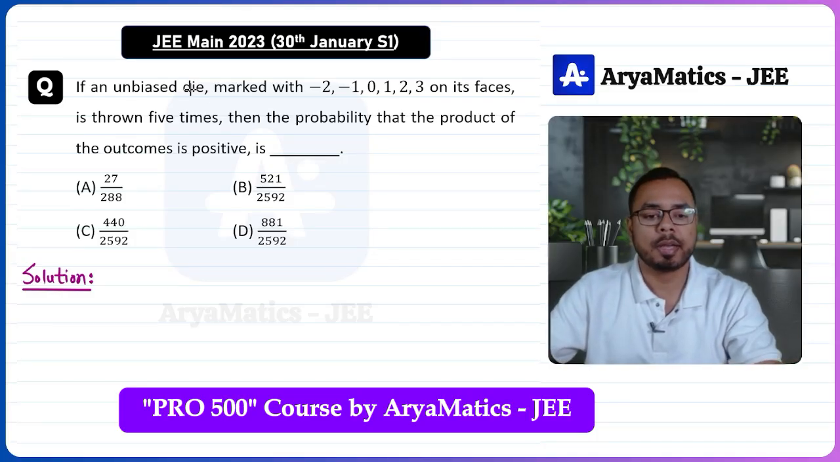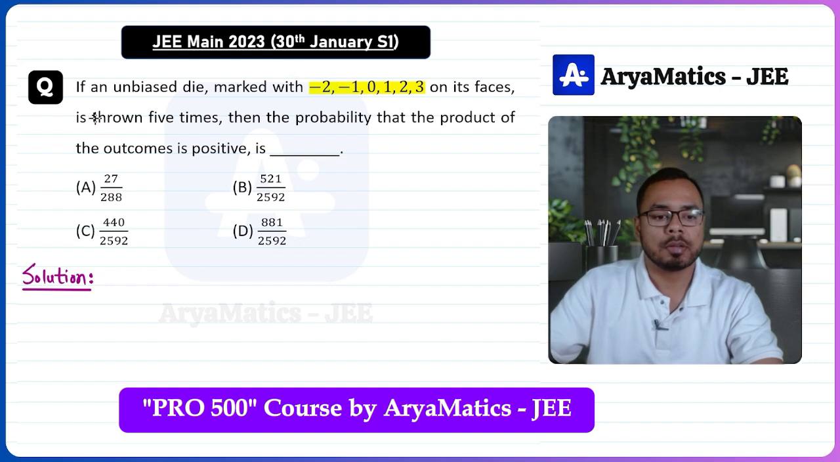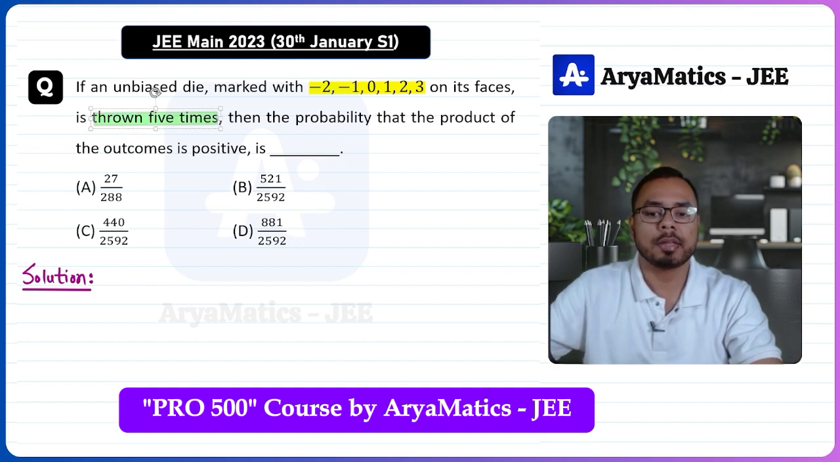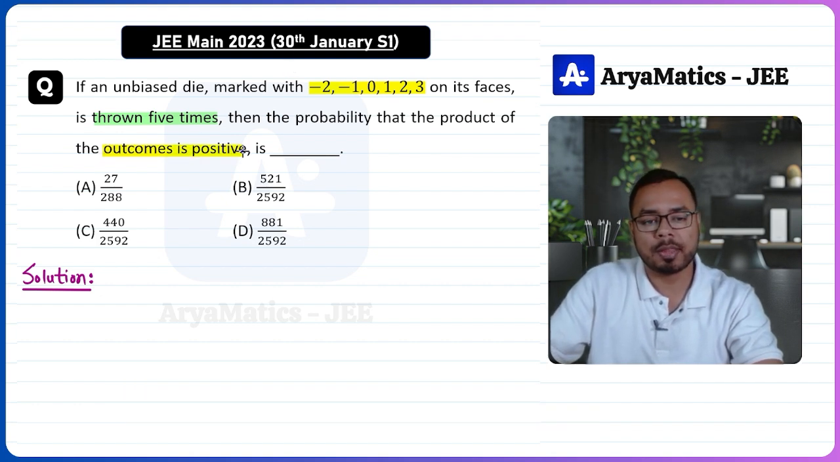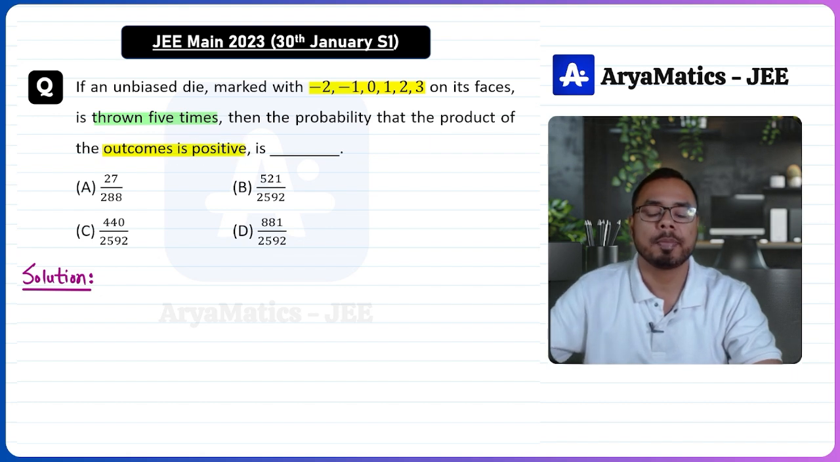An unbiased die, meaning the chance of getting each face is the same, marked with -2, -1, 0, 1, 2, 3 on different faces, is thrown 5 times. We have to find the probability that the product of the outcomes is a positive number. So this is a problem where we have to find in how many different ways we can make the product of 5 numbers positive.